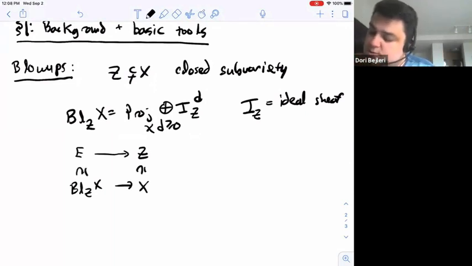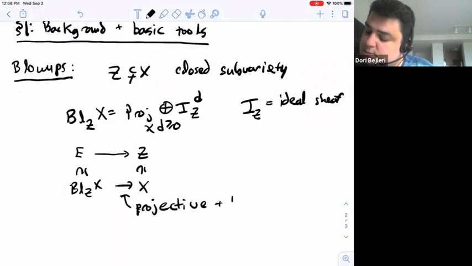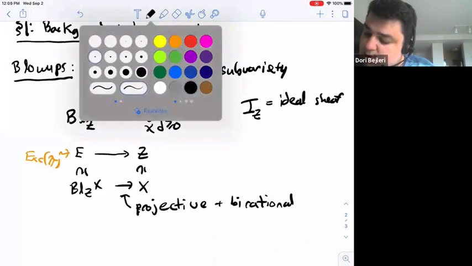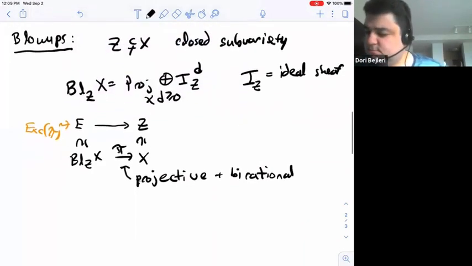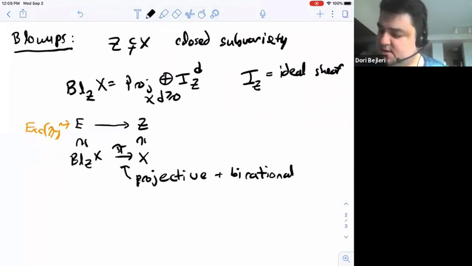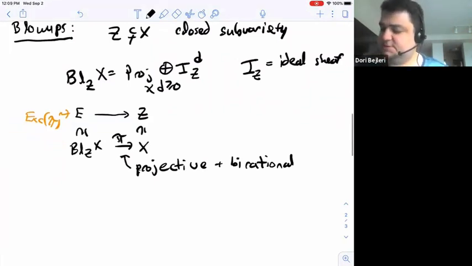Where the map down to X is projective and birational. But in particular, it's also a morphism. And this E that lies over Z we'll call the exceptional divisor. And maybe we'll denote it exceptional of pi, where pi is this blowup map. Okay, so those are the first source of birational maps.